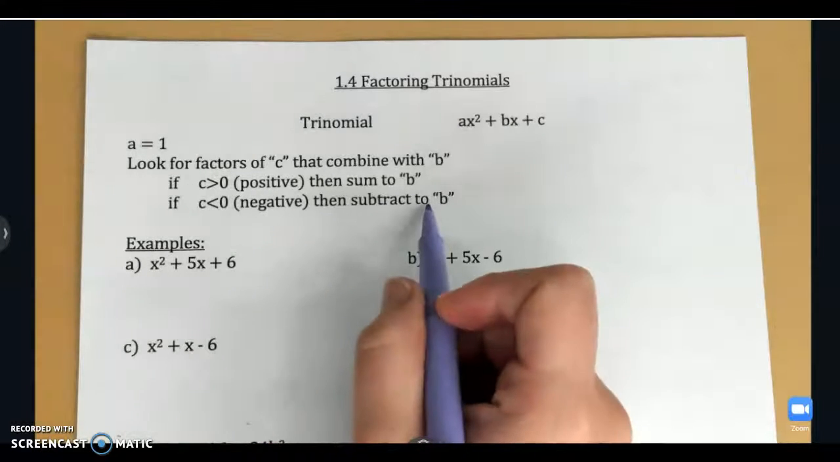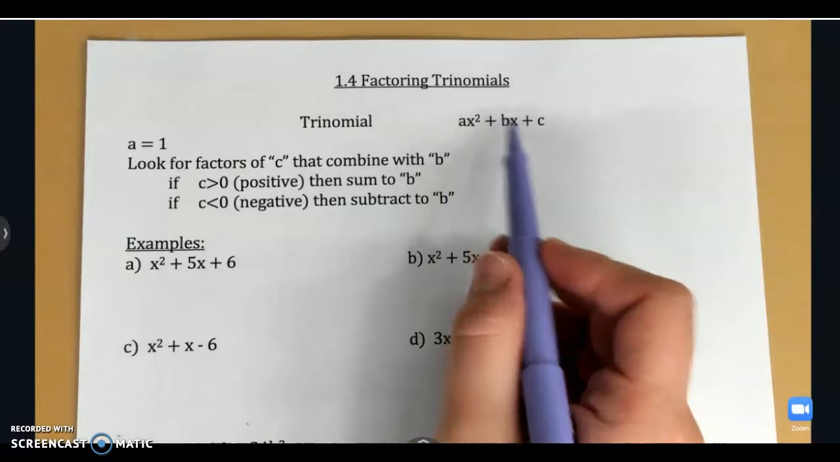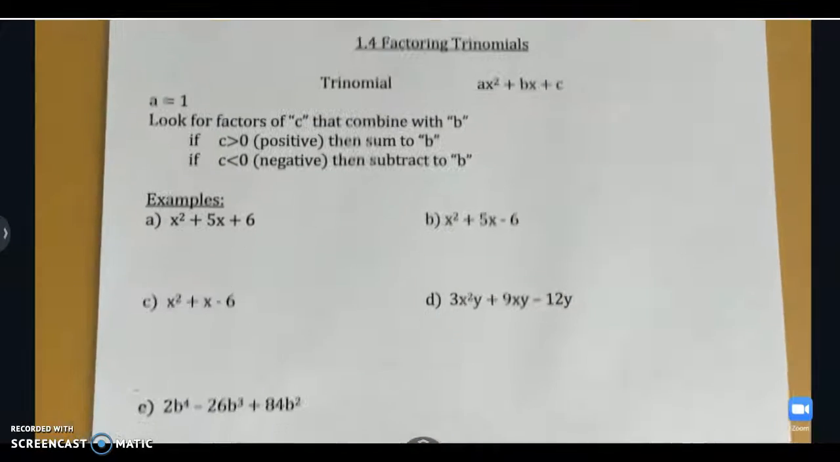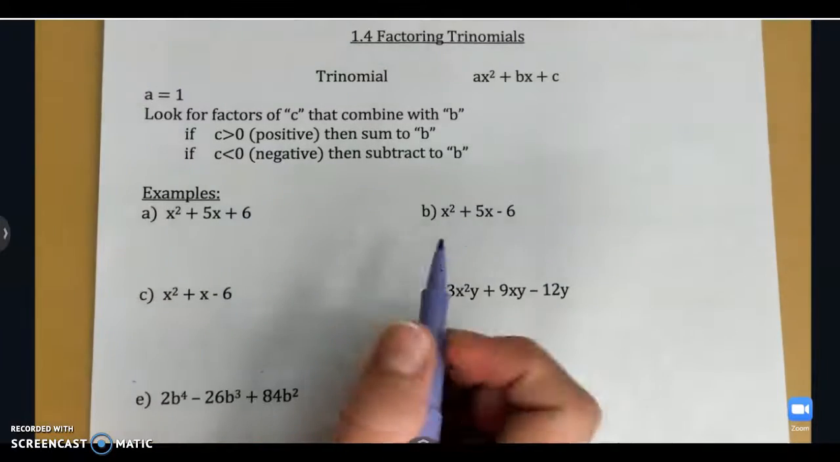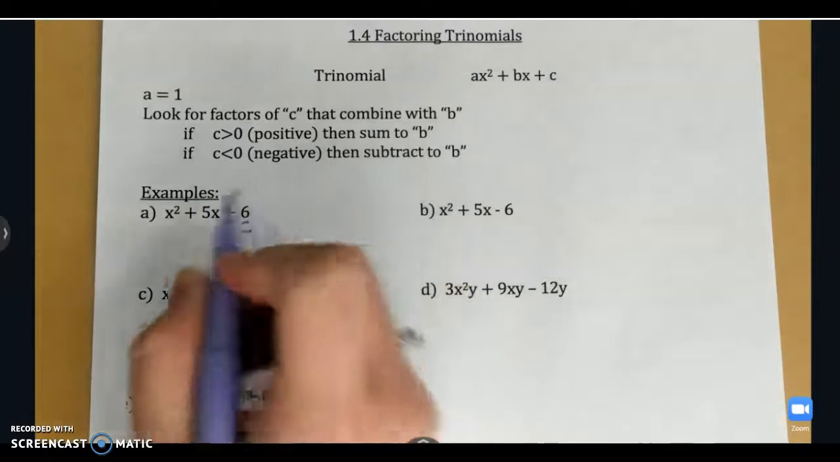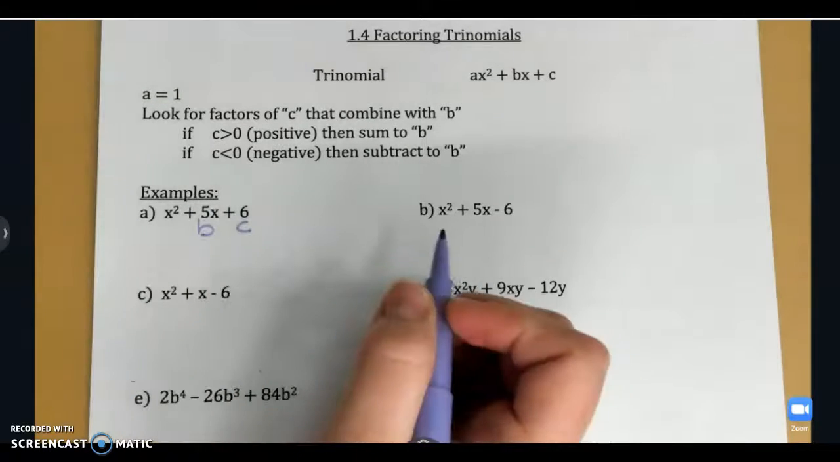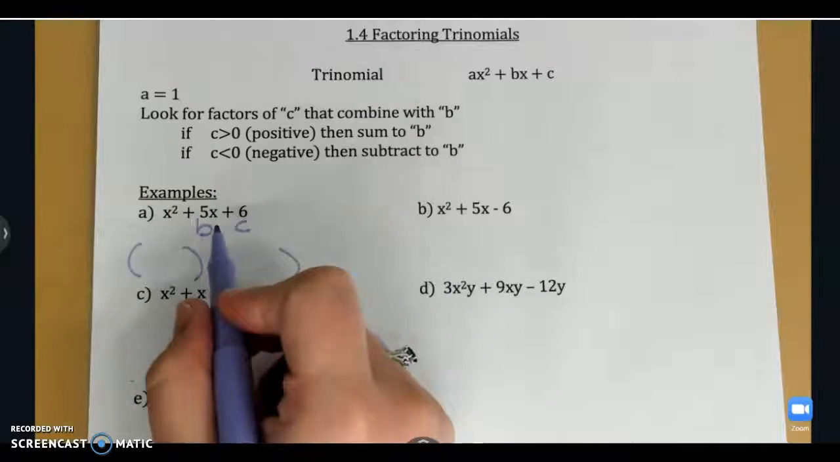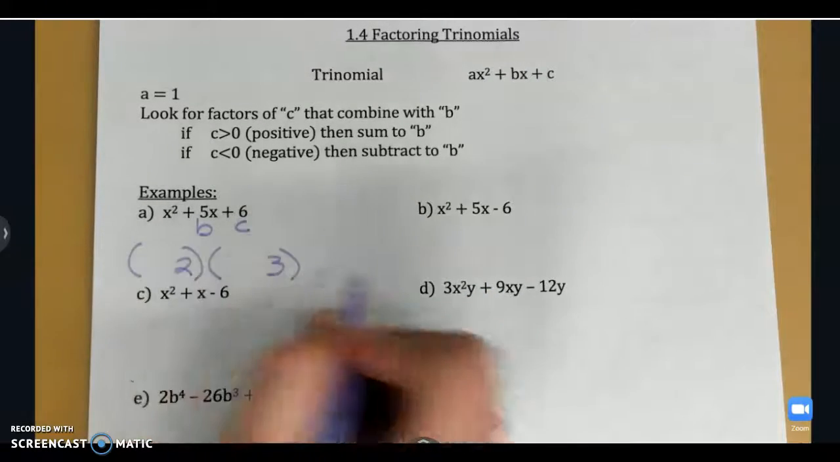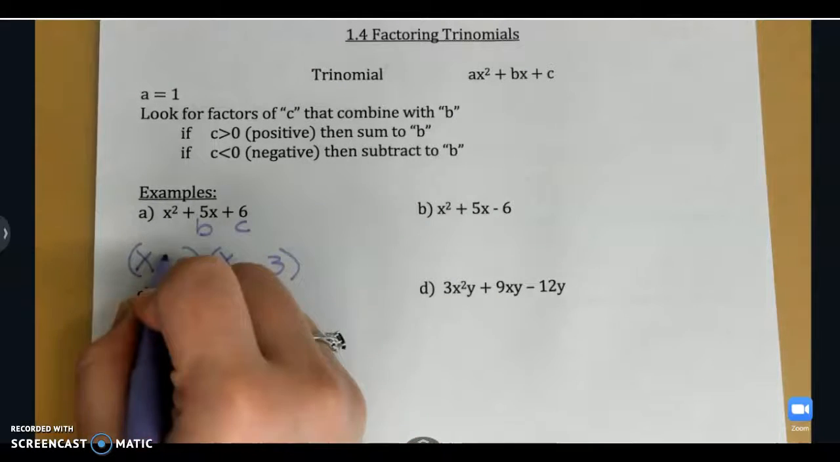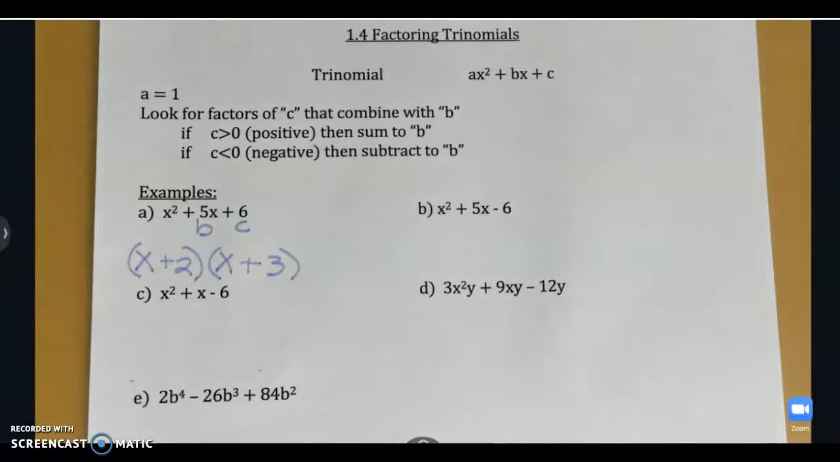So when c is positive, we're looking for factors of c that add to b, and if c is negative, we're looking for factors that subtract to b. So here are some examples. Here my coefficient on x squared is just 1, so I'm going to look at my last term c, and I'm looking for factors of 6 that add to b, which is 5. So I'm going to be using my double parentheses here, and the factors of 6 that add to 5 are 2 and 3. My coefficient on x was just 1, so that's going to be x, and everything is positive. So when I factor that, I'm going to get x plus 2 times x plus 3.